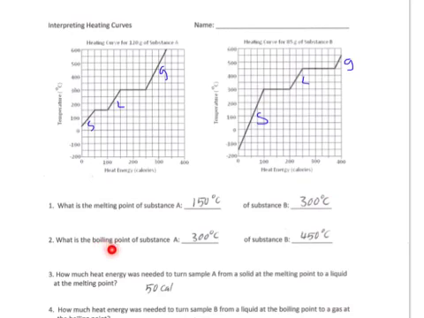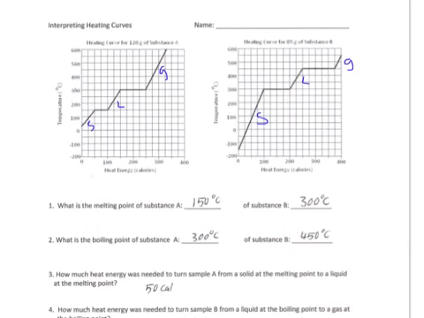Now, if I was asked what is the boiling point, the boiling point happens between where it is a liquid and where it is a gas. So it's the plateau in between those two values, the upper stair step, if you will, the upper plateau. For substance A, that's happening here at 300 degrees. And for substance B, that's happening here at 450 degrees. Now, let's look at these next questions.